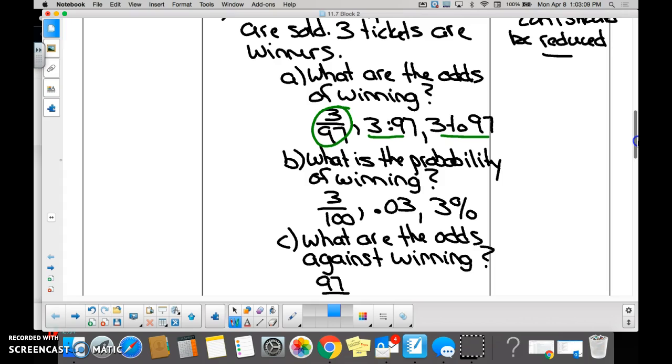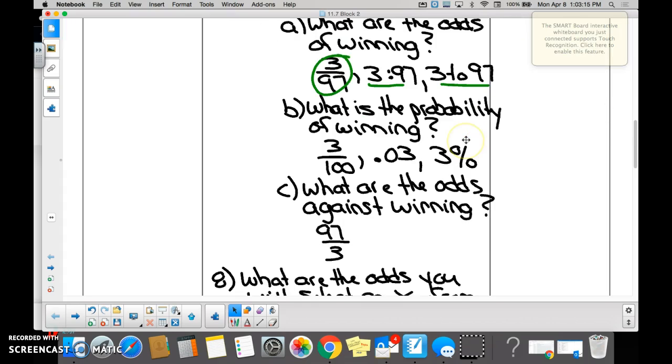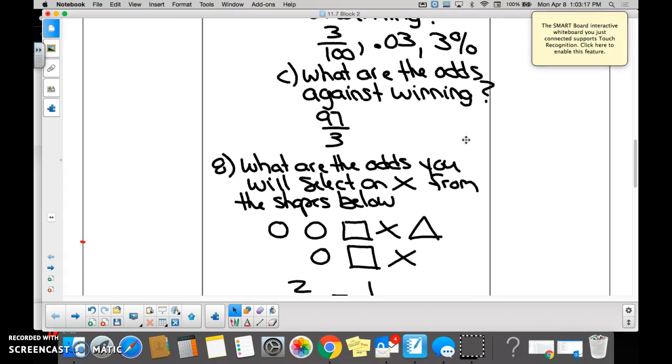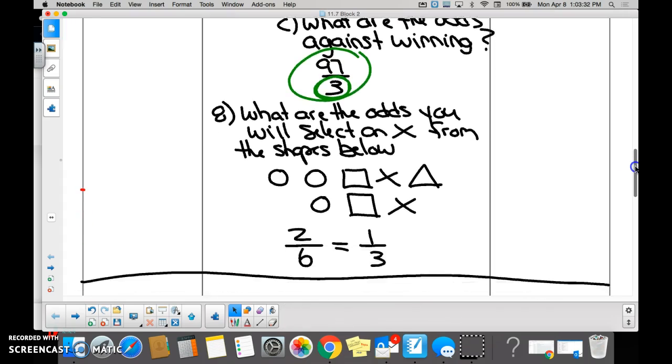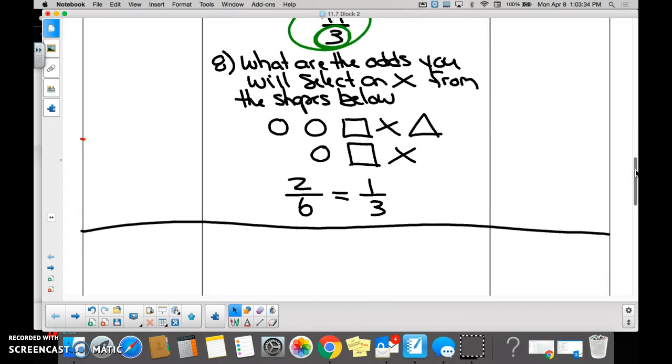Okay? Sliding on down to C, the odds against winning are simply a flip-flop, right? Okay, the odds against winning are a flip-flop. You take the unfavorable, which is 97, and you put that over top of the, what's this number? Unfavorable over what? Favorable. And then the last thing, we asked you what are the odds of selecting an X. You guys said 2 out of 6, but can odds be reduced? Yeah. So really the answer is 1/3.